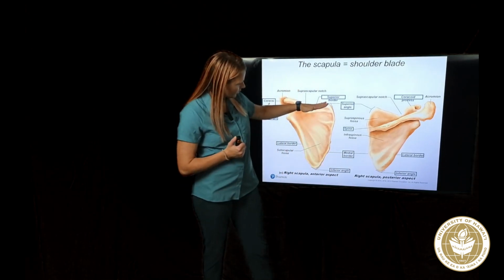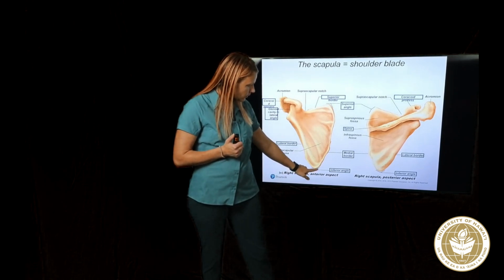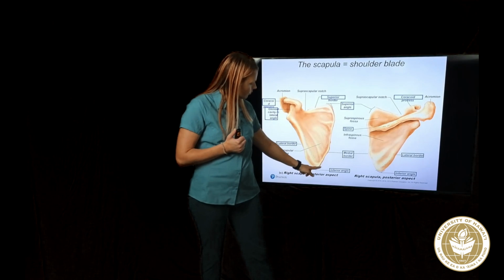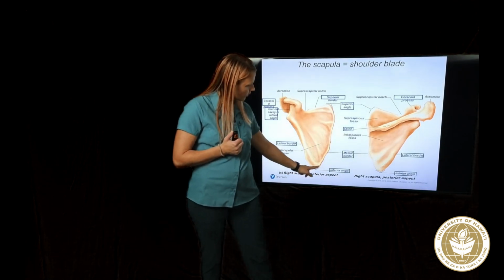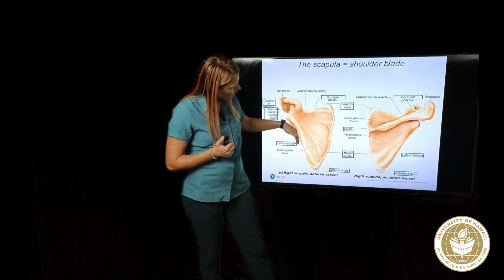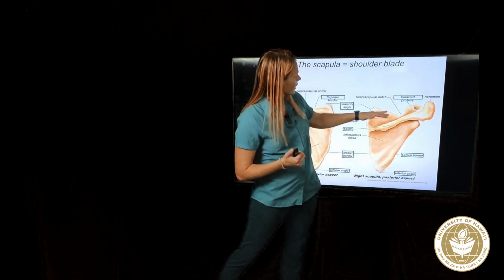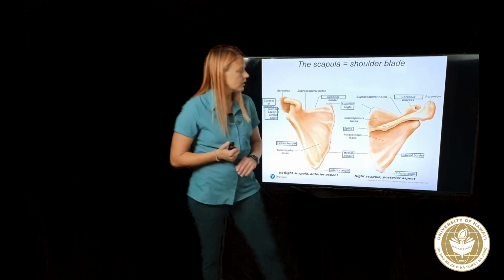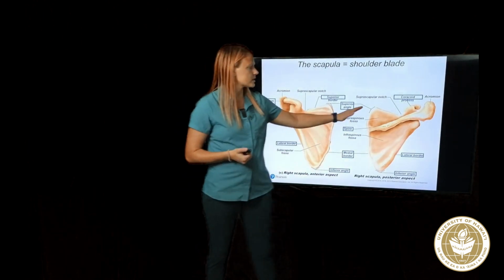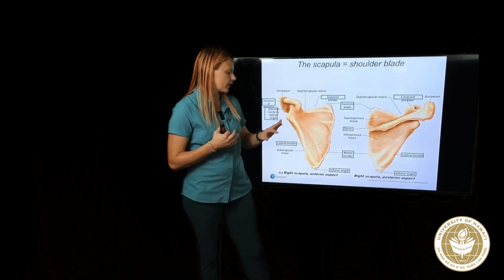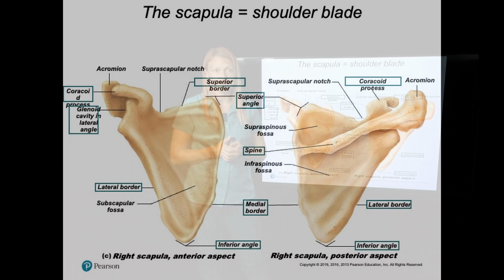You have your superior border, your inferior border. It says angle here, but that's a border. And then your lateral border on the side. Here's your lateral border, inferior, and that superior up there on the top in this posterior view. So those are the important things that I want to point out here in terms of the scapula.